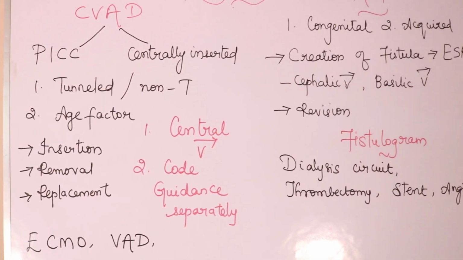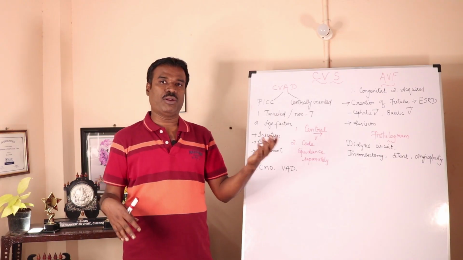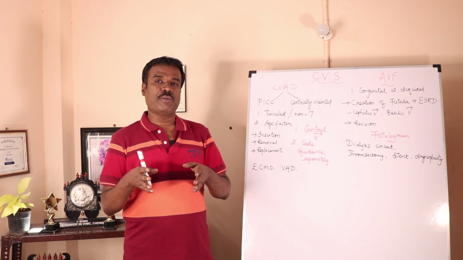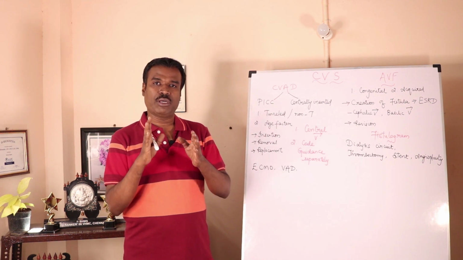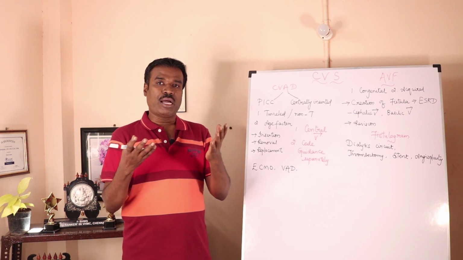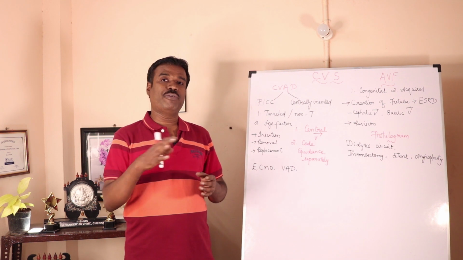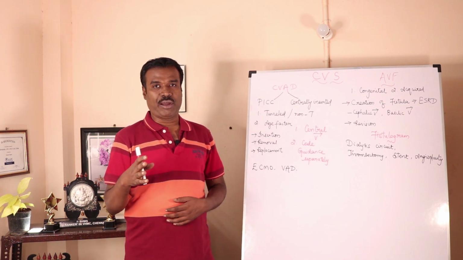So based on that, what is the vein that is being transposed? You have separate codes, whether it is the basilic vein or the cephalic vein. Sometimes the physician might place a graft in between the artery and the venous components. In such a case, you need to select the code for the non-autogenous graft.